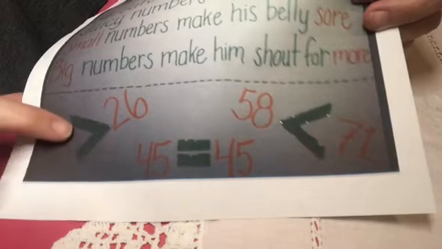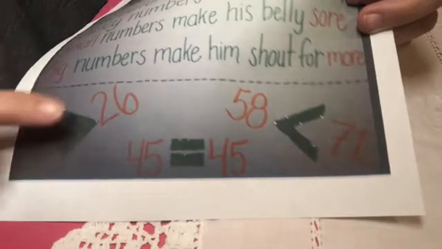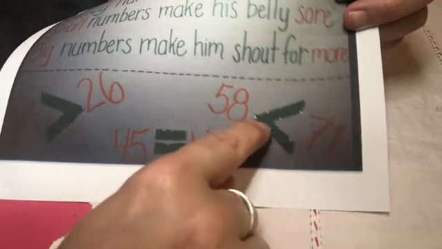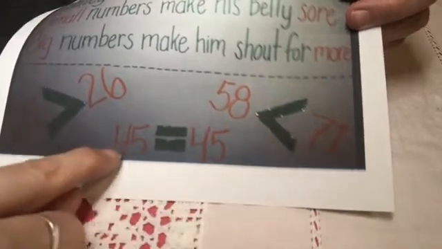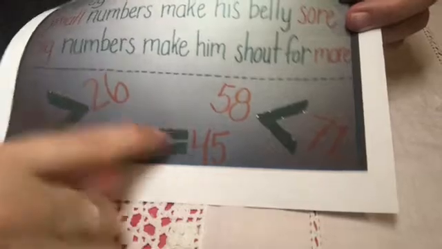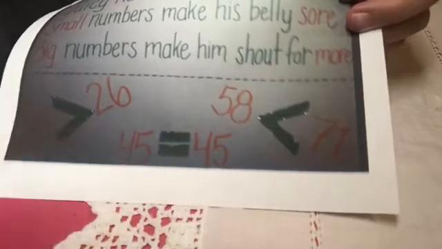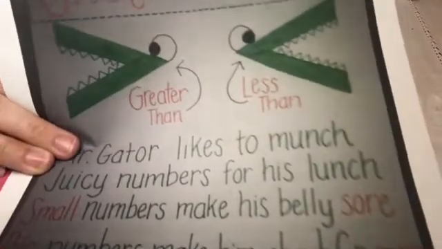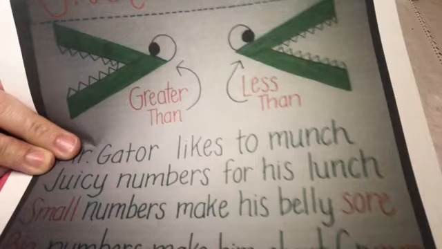So here you have some examples. 35 is greater than or bigger than 26. 58 is less than or smaller than 71. And then, of course, we know 45. We know the equal sign, the same as. 45 is the same as 45. Today, we're going to use this gator to help us tell which numbers are bigger than each other.